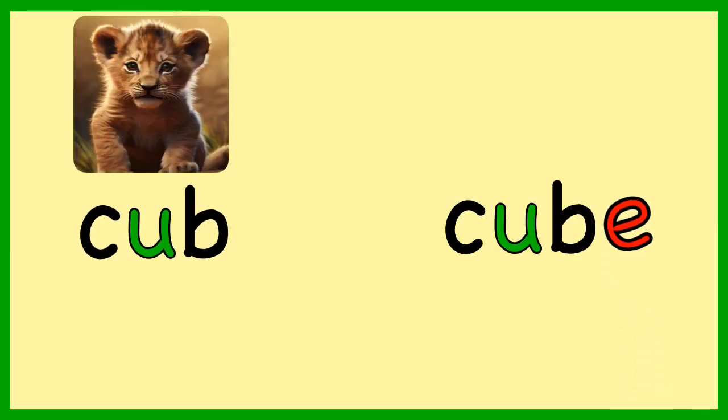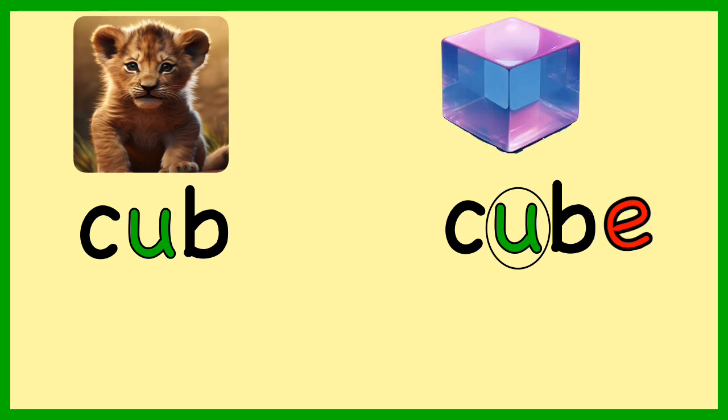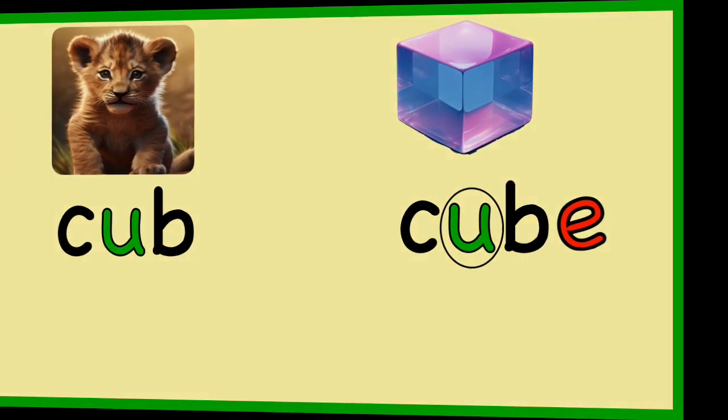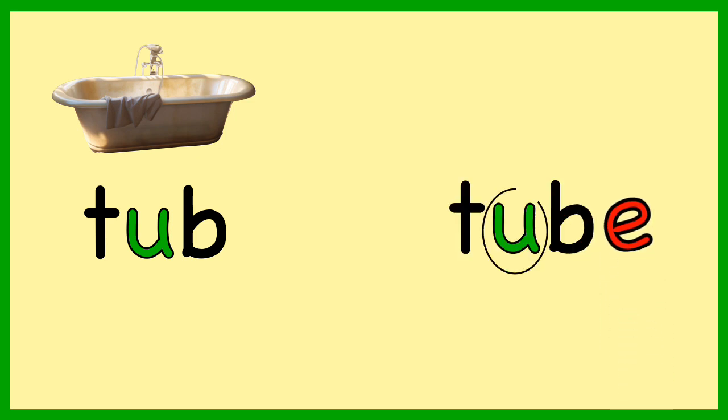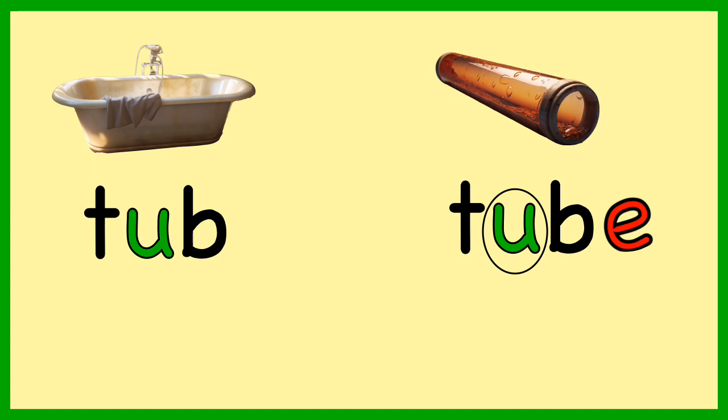C, U, B, cub. Magic E makes U say U. Our new word is cube. T, U, B, tub. Magic E makes the U say U. Our new word is tube.